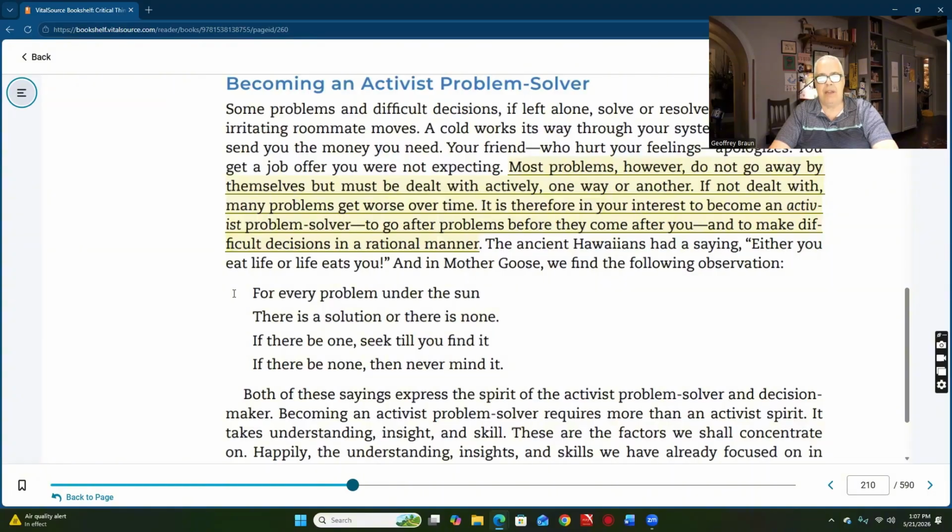Either you eat life or life eats you. Either life eats you or you eat life. I like it the other way around first, because usually that's how it starts. Life is eating you, and then you have to decide to eat life. I don't know about that. You act upon life, or life will act upon you. Right?